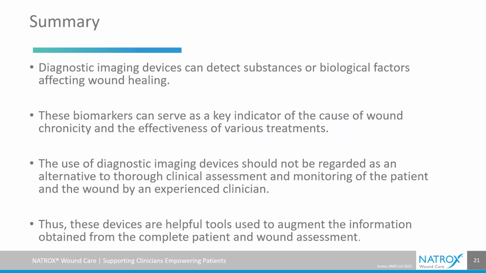In summary, diagnostic imaging devices can detect substances or biologic factors that will affect wound healing. These biomarkers can serve as a key indicator for the cause of wound chronicity and the effectiveness of various treatments. The use of diagnostic imaging devices should not be regarded as an alternative to thorough clinical assessment and monitoring of the patient and the wound by experienced clinicians. Thus, these devices are helpful tools used to augment the information that you've obtained from the complete patient and wound assessment.